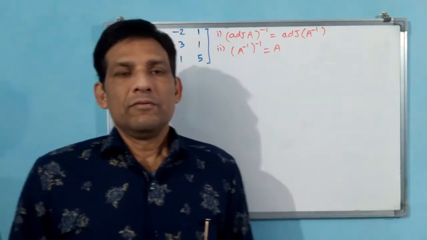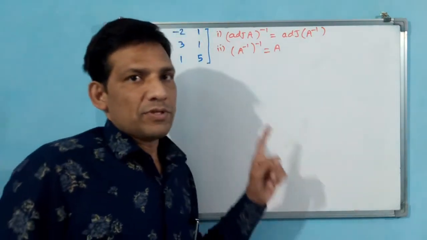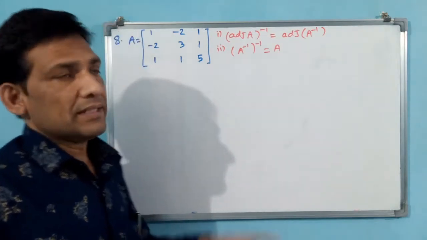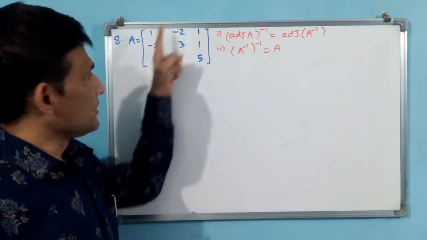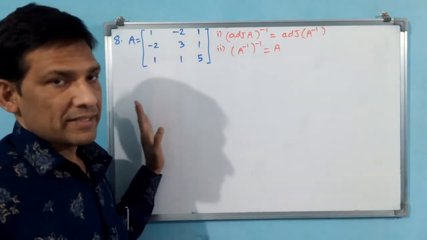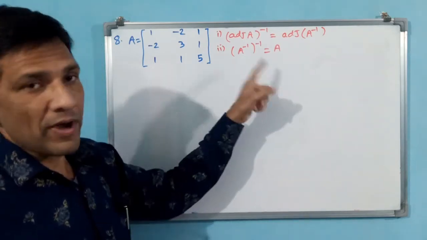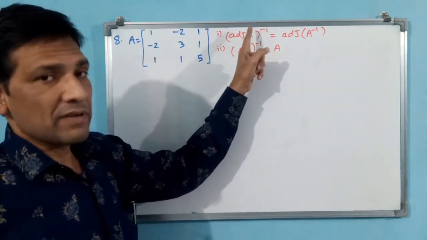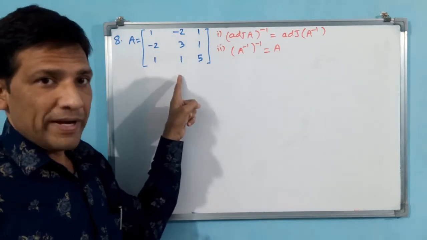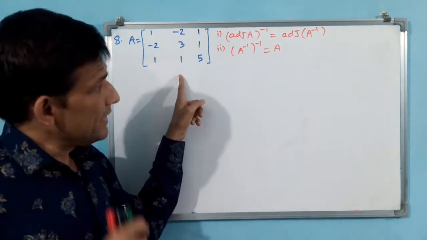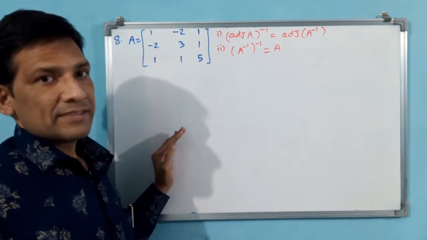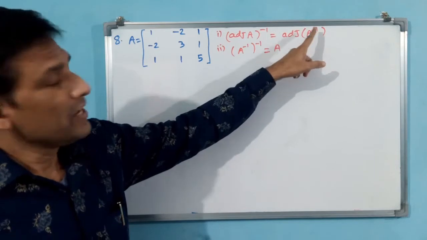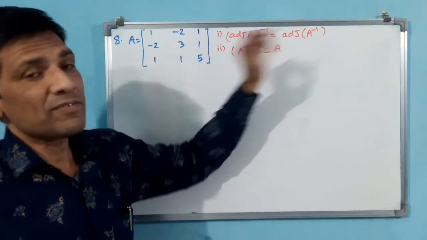Okay, dear students, see the 8th question in exercise 4.7 or the miscellaneous exercise. Let A be this matrix. We have to verify or prove the first one: adjoint A whole inverse. First you have to find the adjoint of A and its inverse, and also A inverse, and find the adjoint of that A inverse.